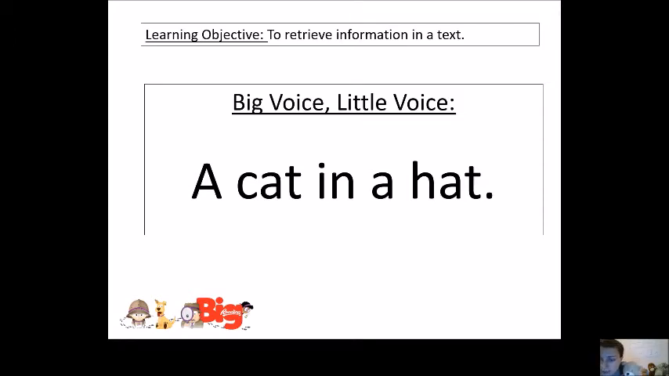Now we're going to shout it really, really loud. A cat in a hat. Can you do that one at home, little voice? Good job. Give yourselves a big fantastic.